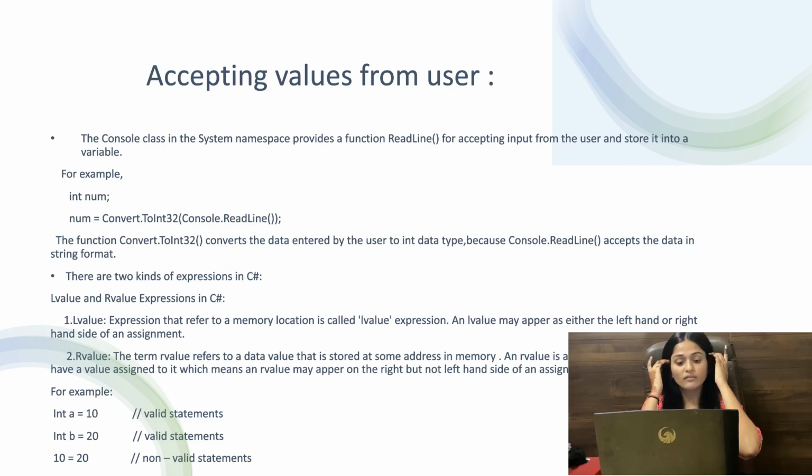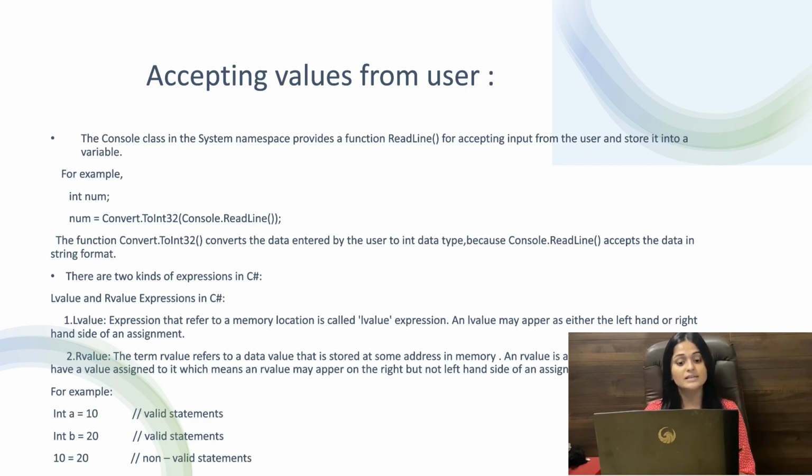num equals Convert.ToInt32(Console.ReadLine()). What exactly does this do? The function Convert.ToInt32 will convert the data entered by the user to the integer data type, because Console.ReadLine will accept the data in string form. We have two types of expression in C#.